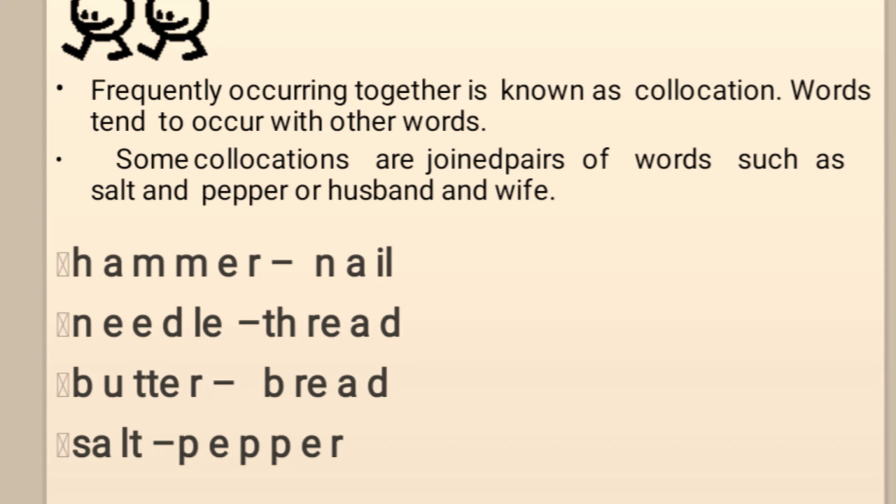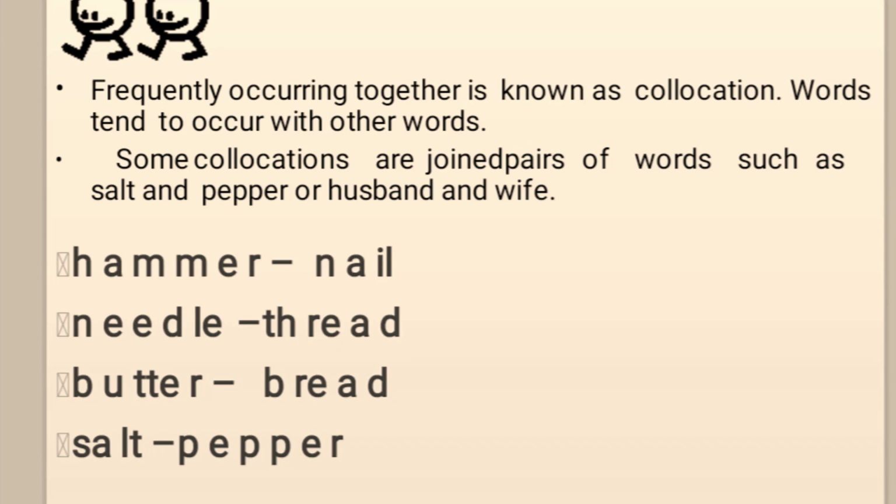Yes. The next comes collocation, the location of words frequently close together. Co means close together. There are some words in the English language which come frequently together. Frequently occurring together is known as collocation. Yes, this is the habitual association of words. Words tend to occur with other words.